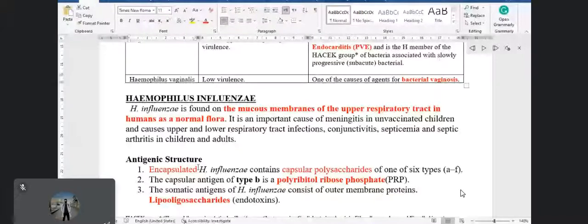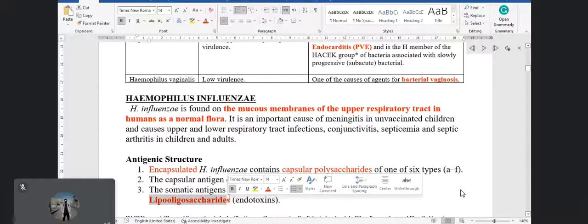The B type is actually composed of a polyribosyl ribitol phosphate capsular protein. The somatic antigen consists of the outer protein, and it has a lipooligosaccharide endotoxin, like any other gram-negative bacteria.